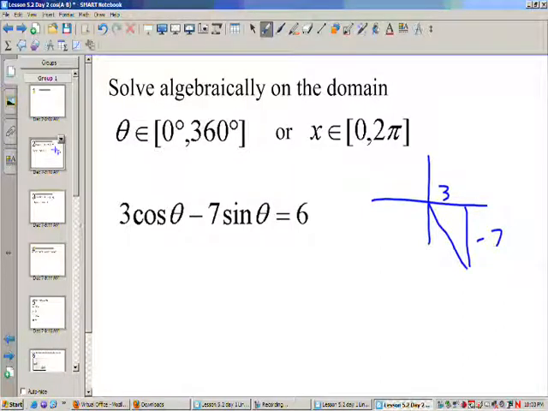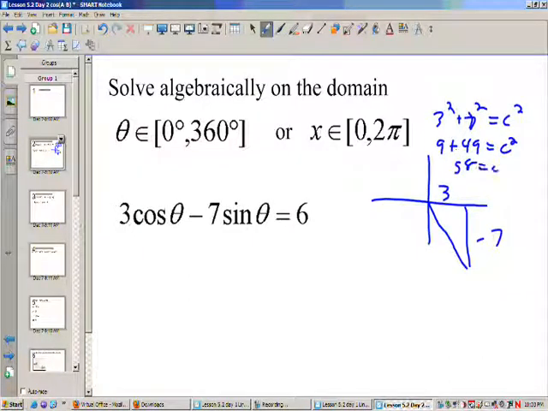And to find our new amplitude, I use Pythagorean theorem, 3 squared plus 7 squared equals c squared, which is 9 plus 49 is equal to c squared, so that's going to be 58 is equal to c squared. So this is going to be the square root of 58.